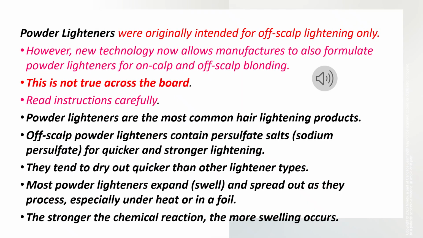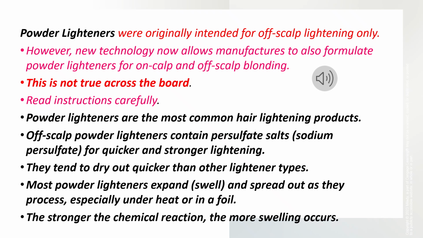Powder lighteners were originally intended for off-scalp lightening only. However, new technology now allows manufacturers to also formulate powder lighteners for on-scalp and off-scalp blonding. This is not true across the board. Read instructions carefully. Powder lighteners are the most common hair lightening products.